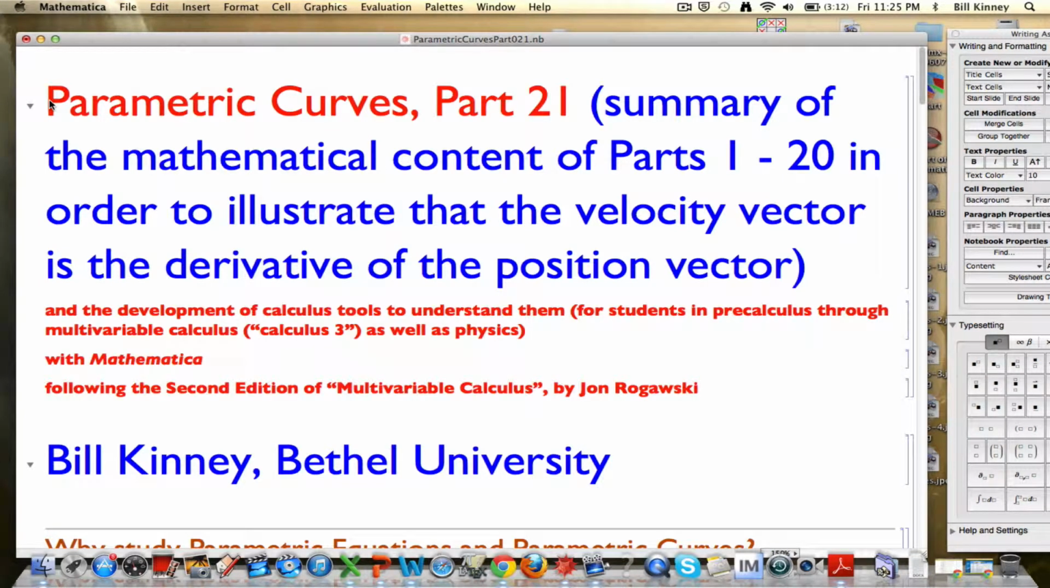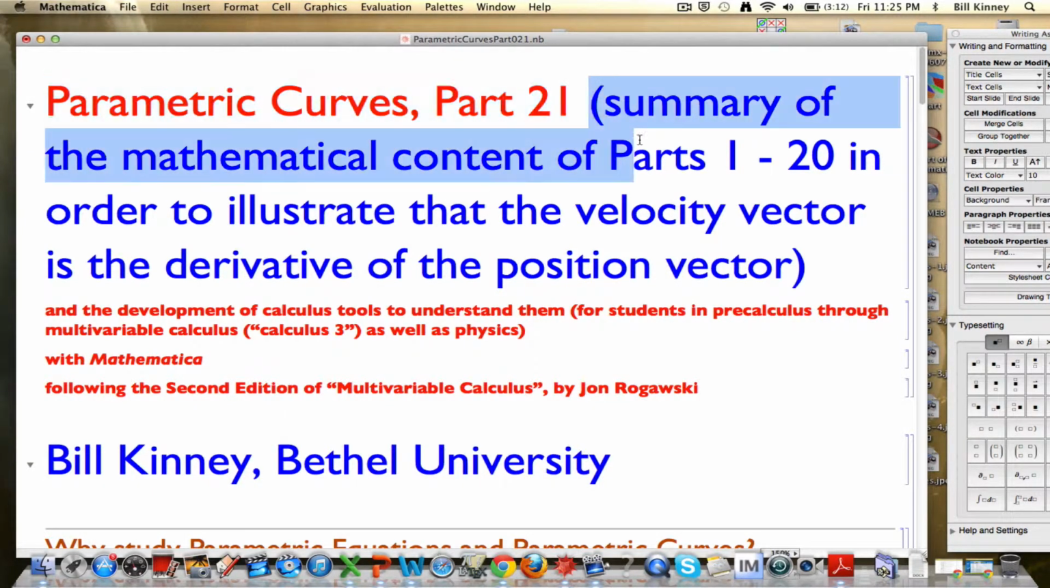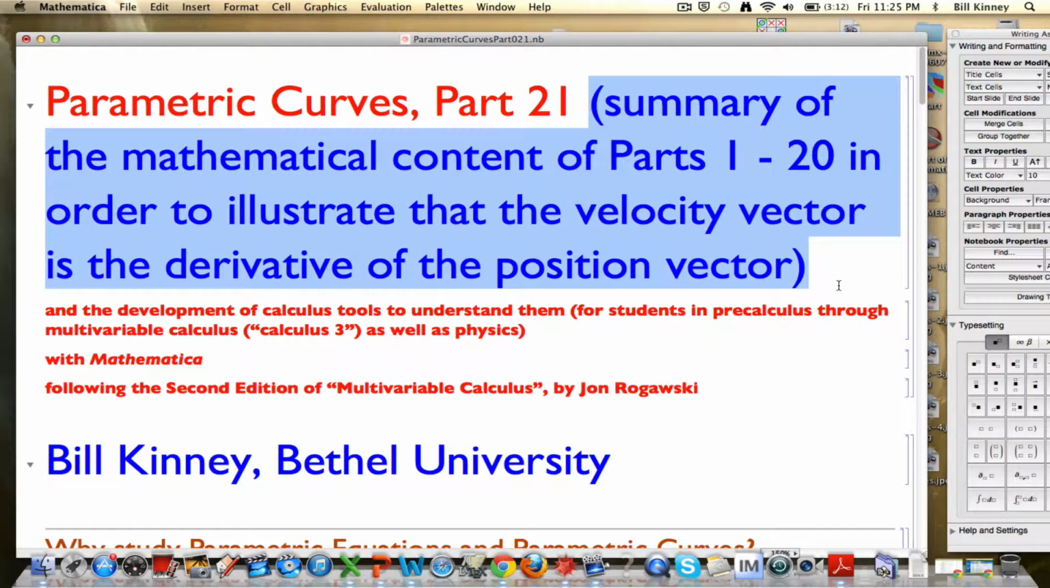Hello, my name is Bill Kinney, and this is a very important video in my series about parametric curves. You can see it's part 21. It's a summary of the mathematical content in parts 1 through 20 in order to illustrate a very important concept: that the velocity vector of a motion is the derivative of the position vector of the motion.